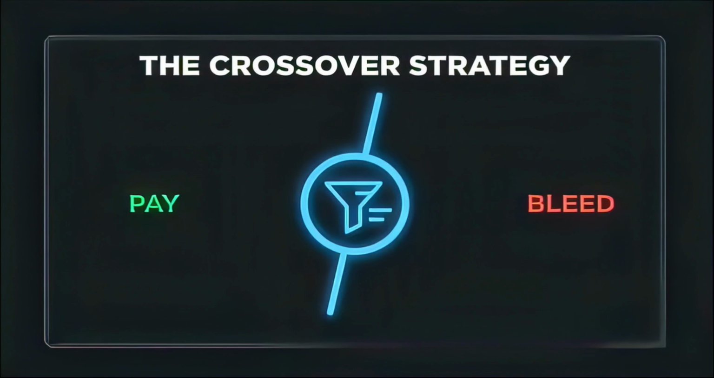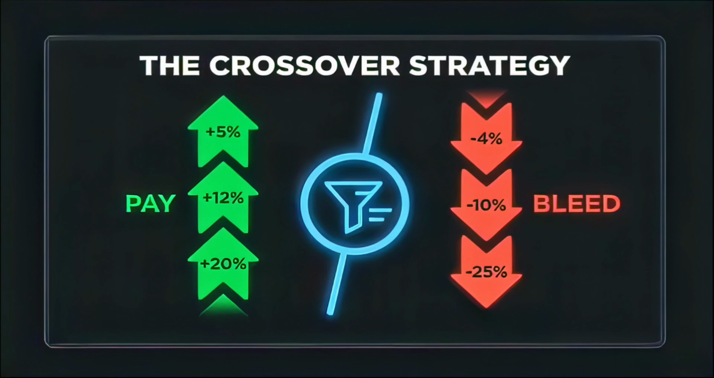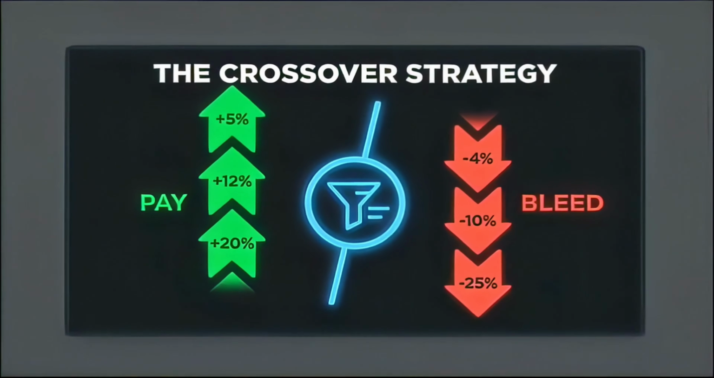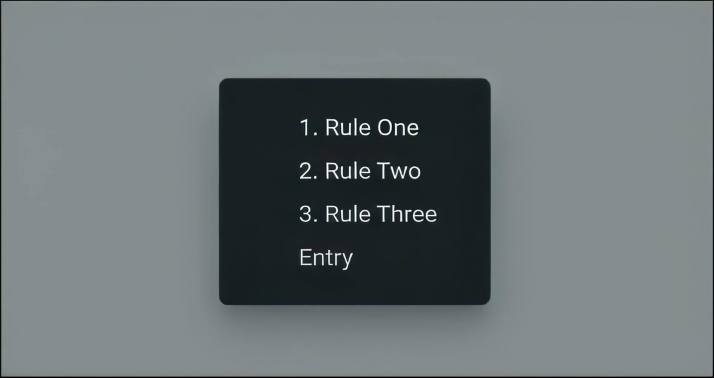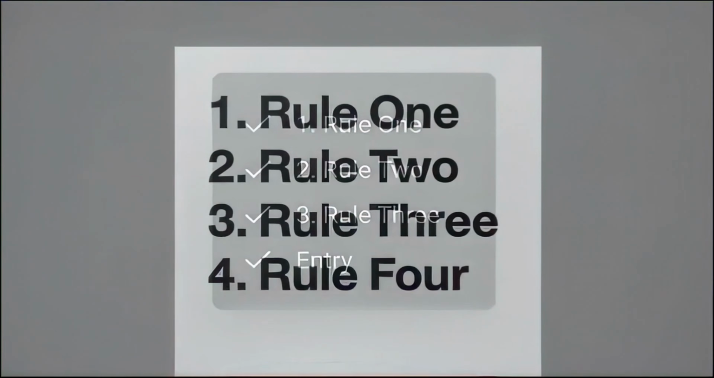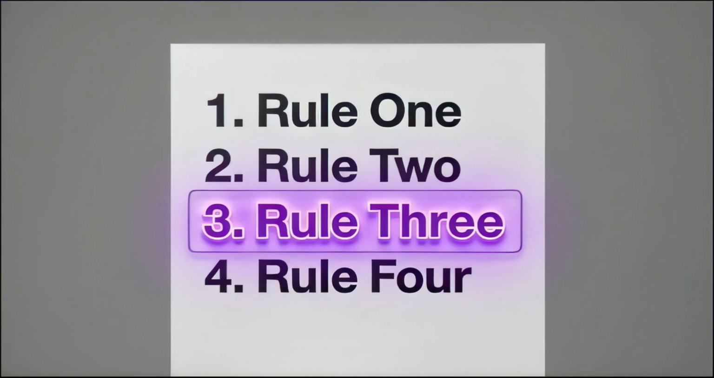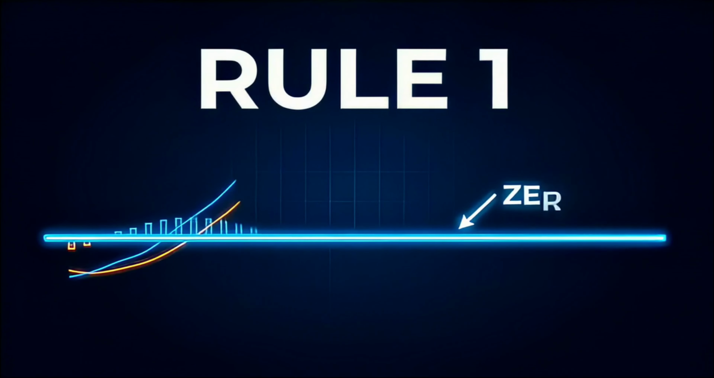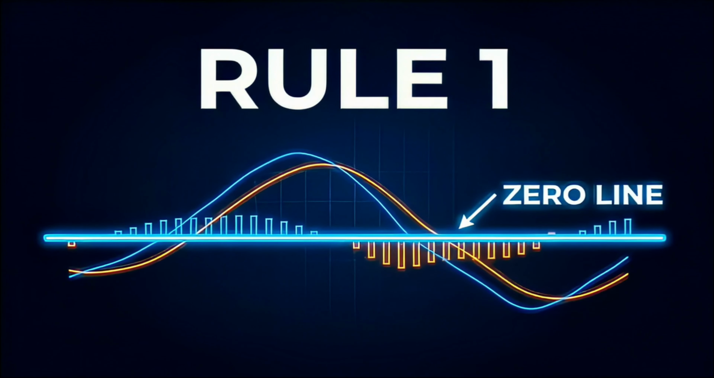Here is the whole crossover strategy, properly, with the filter that separates the ones that pay from the ones that bleed you. 3 rules and 1 entry. No extra indicators, nothing to buy. And the third is the one that changes everything, so stay with me even if you already know the first 2. Rule 1. A crossover only counts on the correct side of the zero line.